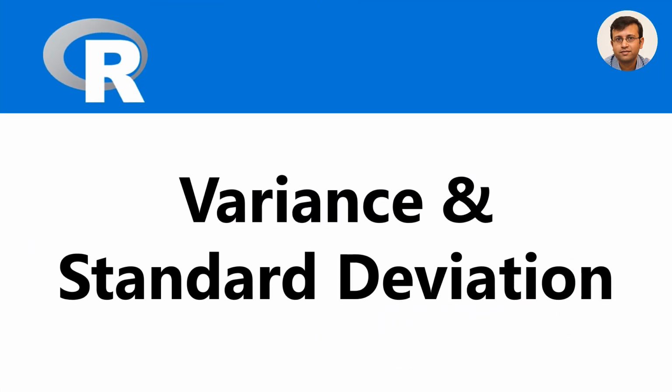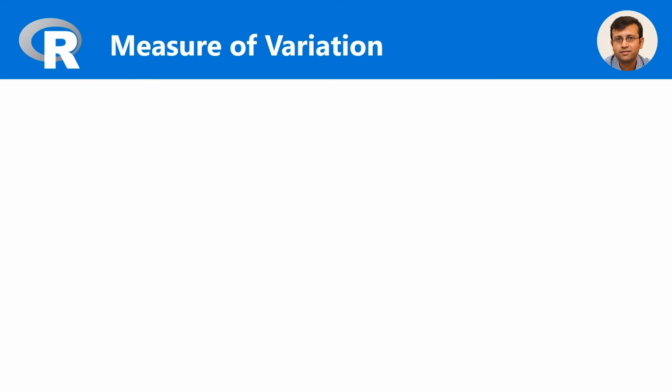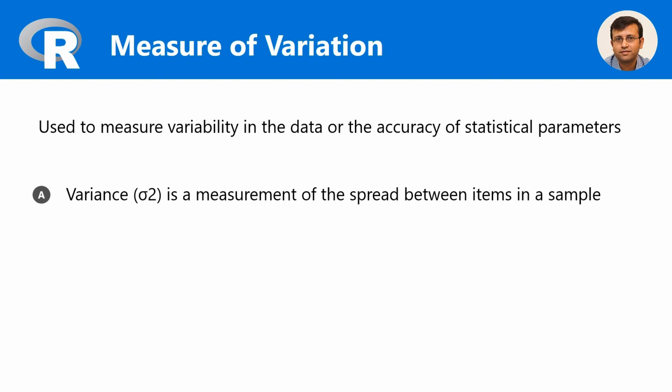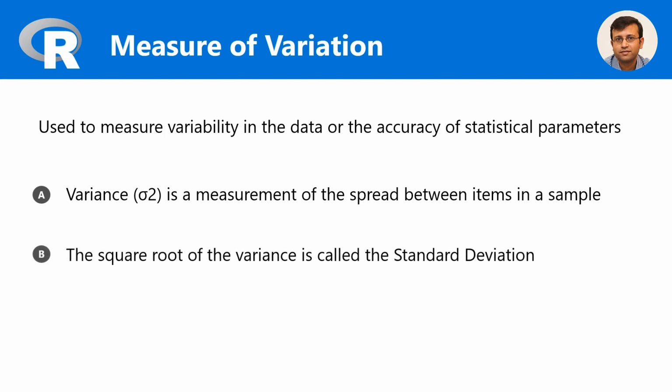In this video, we will talk about variance and standard deviation, which are the measures of variation and spread. The measures of variation are used to measure variability in the data or to qualify the accuracy of statistical parameters. The most common measure of variation is the variance and its square root, that is, the standard deviation.